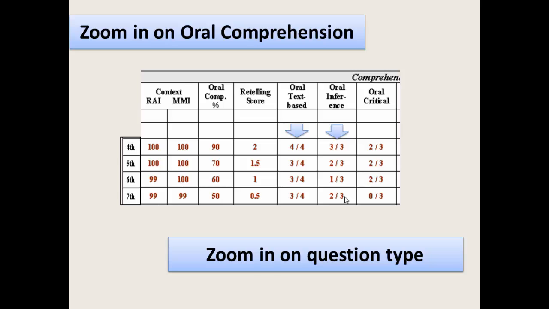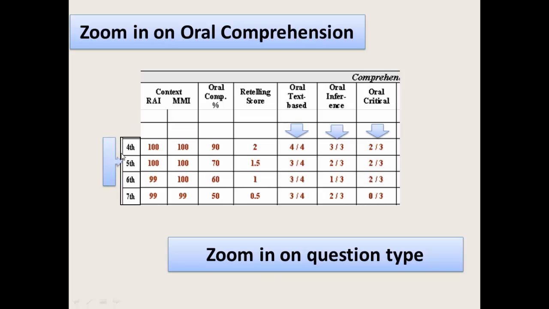Good idea to remember. Critical response. 2 of 3, 2 of 3, 2 of 3. Solid when he was independent, instructional, and near instructional. But look at what happened at frustration level. 50 comprehension, no critical response items on that.